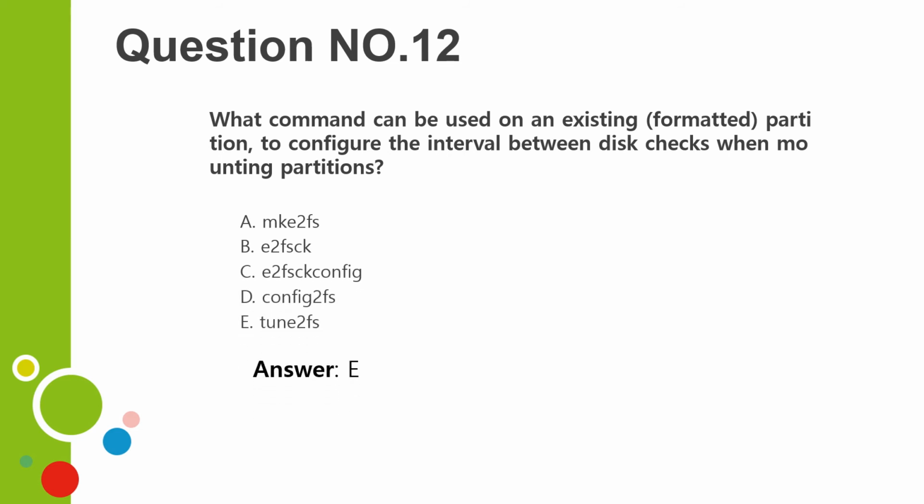Question number 12. What command can be used on an existing formatted partition to configure the interval between disk checks when mounting partitions? A. mke2fs, B. e2fsck, C. e2fsck-config, D. config2fs, E. tune2fs. Answer E.